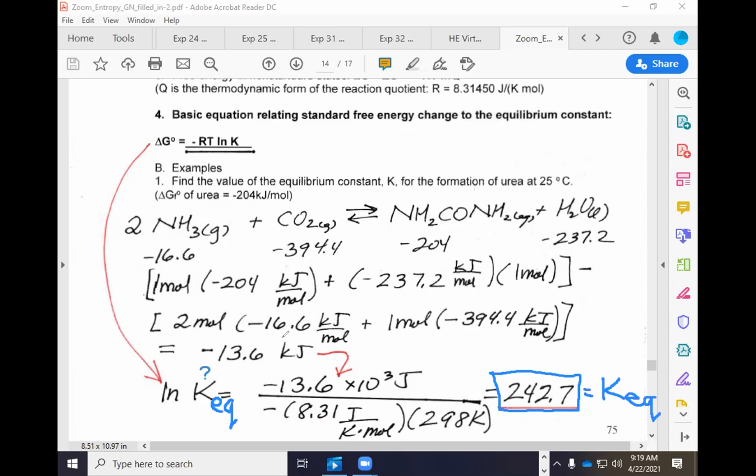Okay, you want to be careful with your units. If you noticed here, the free energy was in kilojoules. You need to change that to joules because look at the units in our constant. The units have to match up.